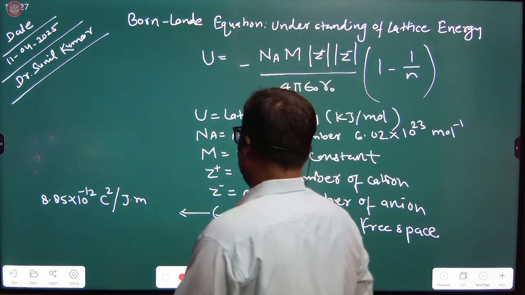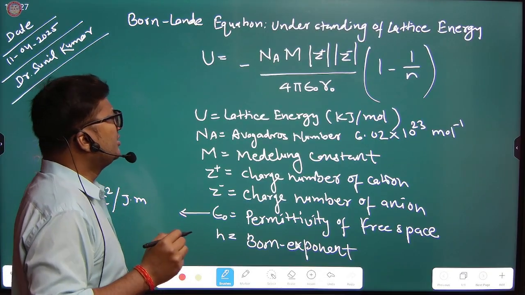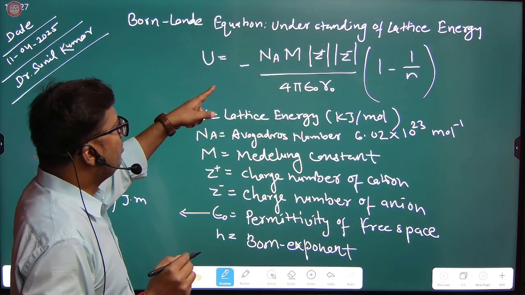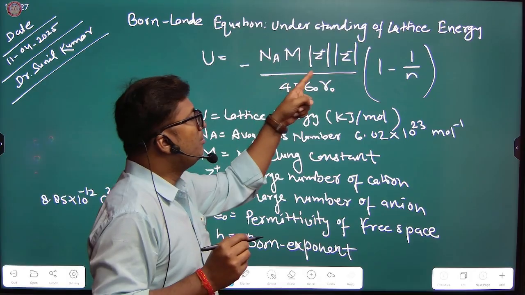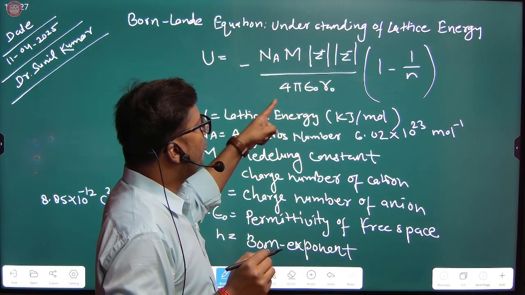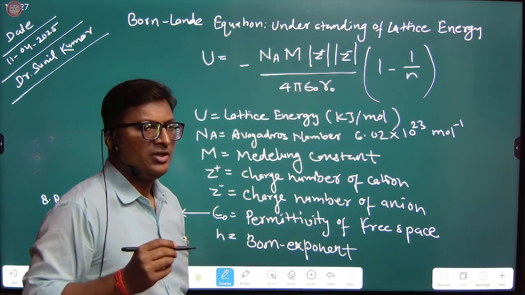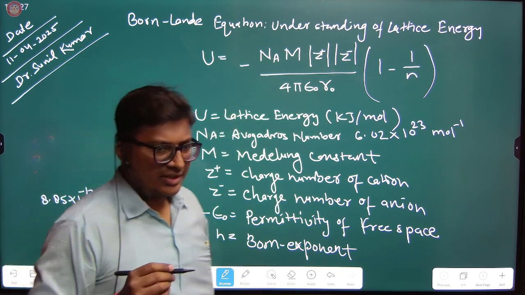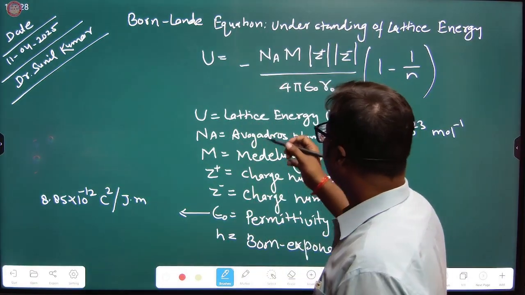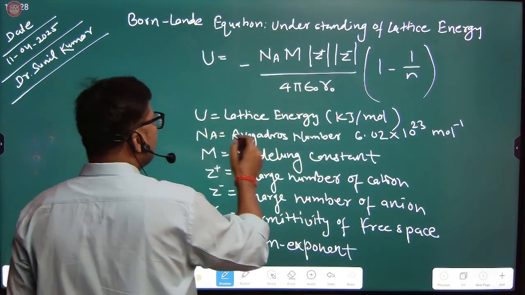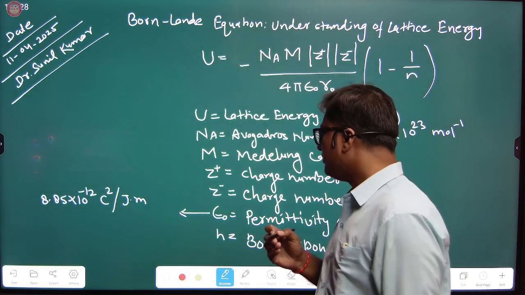So the formula of the Born-Landé equation is U is equal to minus NA m mod of Z plus mod of Z minus upon 4 pi epsilon 0 r0, in bracket 1 minus 1 by n. In this equation, various parameters are available. U is the lattice energy, which is measured in kilojoule per mole.